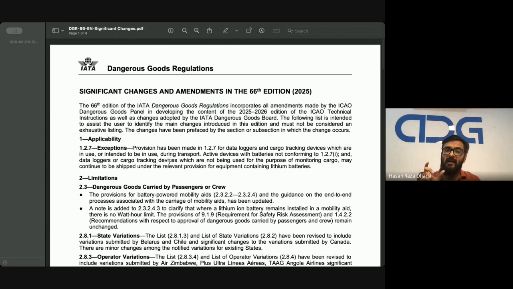That means they are allowed to be continued or used for further time, to be shipped under the relevant provision for equipment containing lithium batteries. As you know, these devices carry lithium batteries, but this exception allows us to use these provisions.